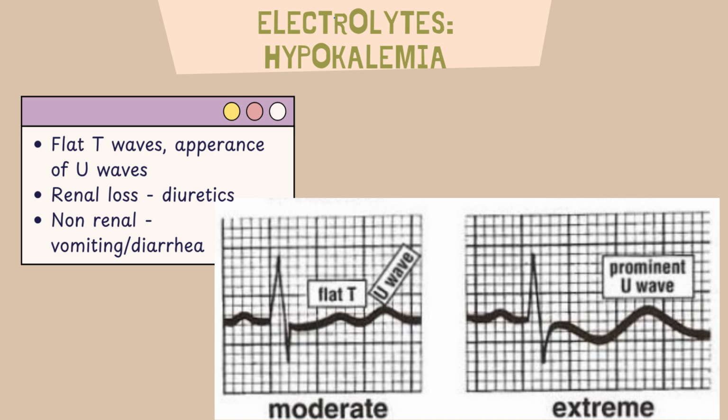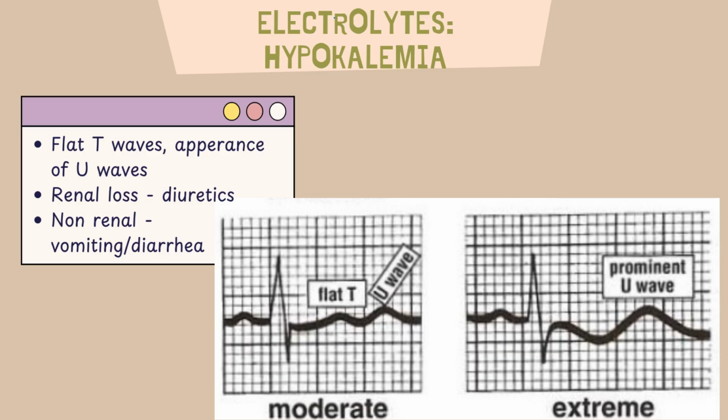On the flip side, we have hypokalemia, when potassium is too low. And what happens there is the heart's repolarization becomes sluggish and unstable. That shows up as flattened T waves and the appearance of U waves. They're extra little bumps that follow the T wave. Low potassium also increases the risk for arrhythmias, like Torsades de Pointes.